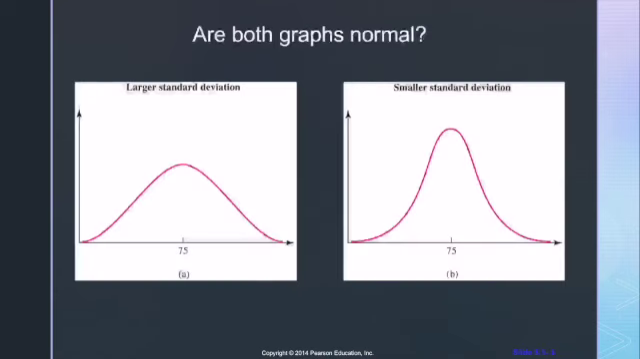So let's take a look at both these graphs. Are they normal? Well, they're both symmetric. They both have a bell shape. The only difference is one has a larger standard deviation, so its values are more spread out, and the other one has a smaller standard deviation, so its values are more concentrated, closer to the mean, median, mode.